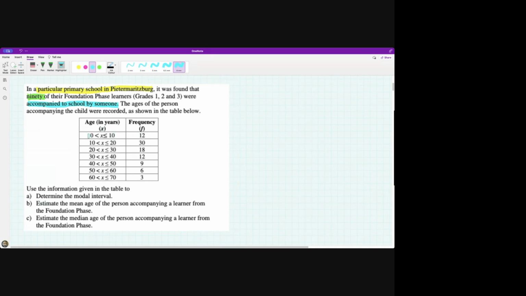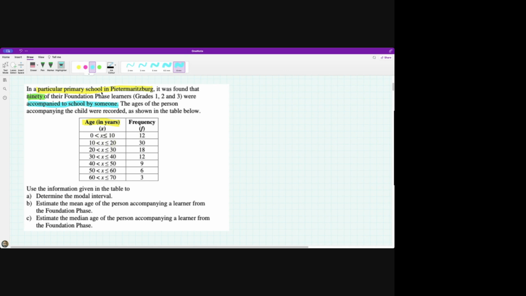Now, you'll notice here the interval is 0 to 10, 10 to 20, 20 to 30, and so on. This is the number of people who were accompanying children. What we say about these intervals is that age is a continuous data variable. So you can have anybody from 0 up to and including 10 in that interval. The end points are 0 to 10. We don't know if there's a 9-year-old or a 6-year-old or a 12-year-old. We just know it's someone between 10 and 20.